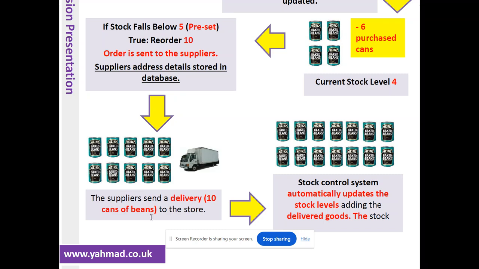Obviously, if this is real life, it's not going to be 10 cans of beans. It might be 50 or 100, depending on the size of the shop. And once the items arrive, the stock control system will automatically update the stock levels, adding the delivered goods. Okay, so 4 plus the 10.